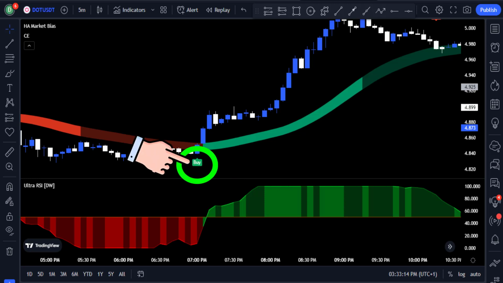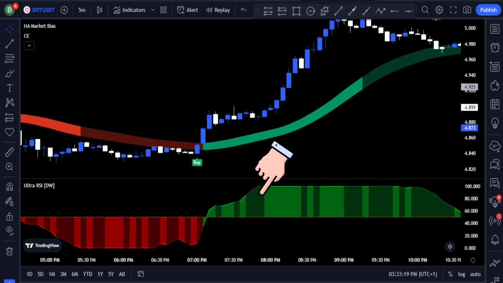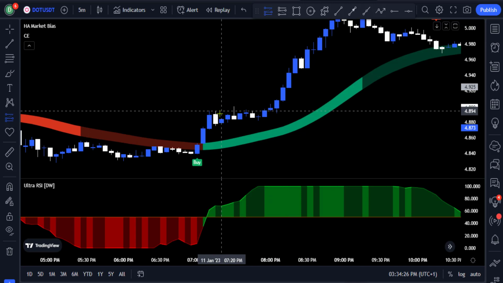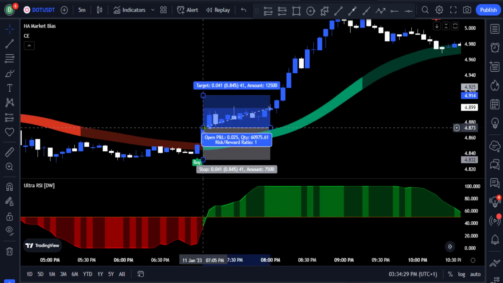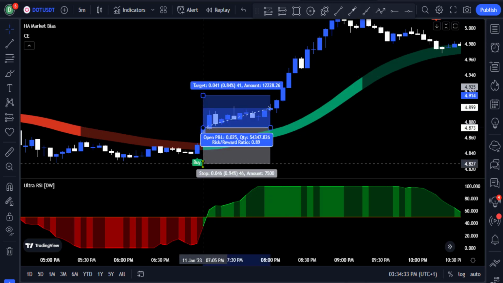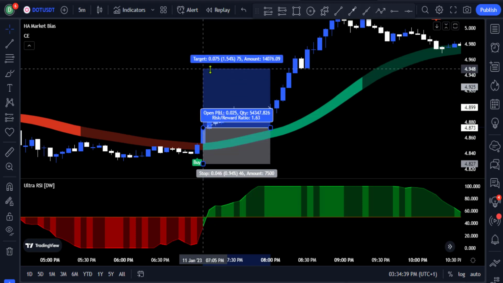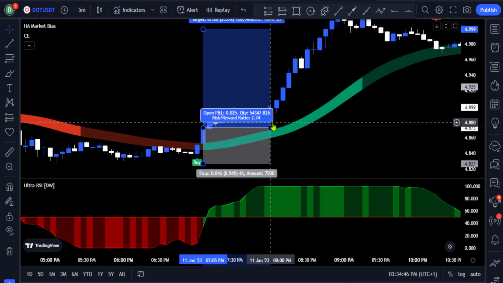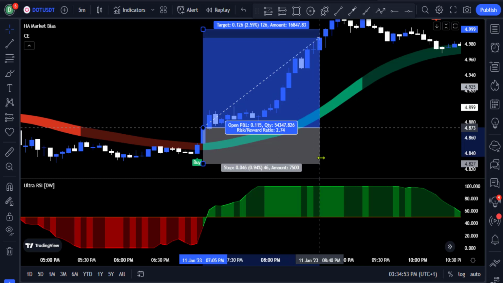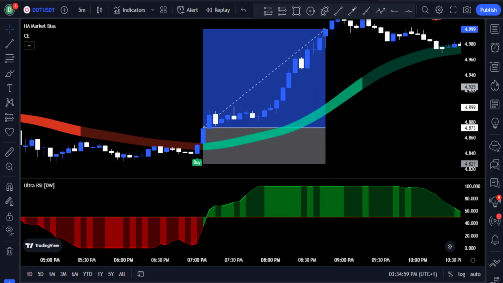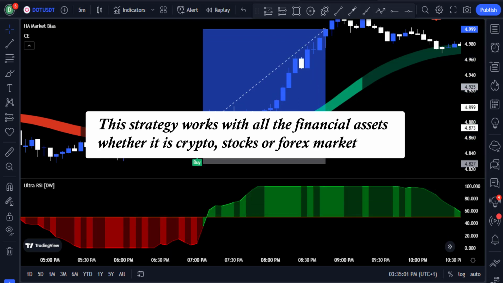Then you got this buy signal from the chandelier exit indicator. Notice that the bands of the Ultra RSI indicator had also changed from red to green, and you could have placed a long trade like this at the close of this candle and set your stop loss at the low here and extended your profit target to a 1.7 risk to reward ratio. This is because all the conditions met at this point. So the strategy literally works with any financial asset, whether it's crypto, stocks, or Forex.